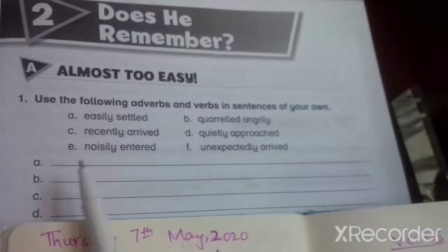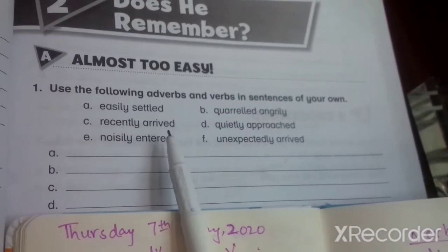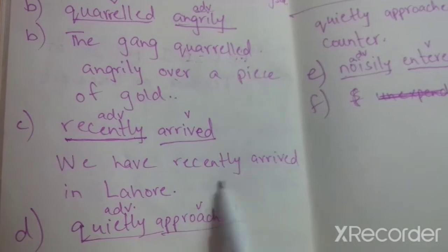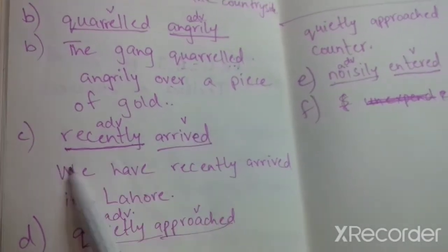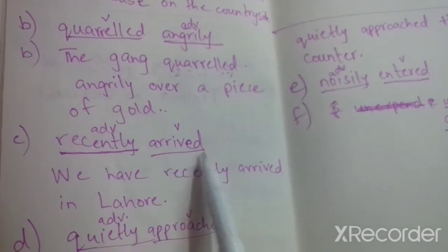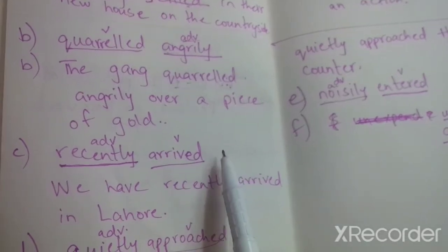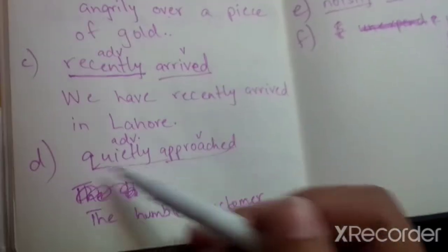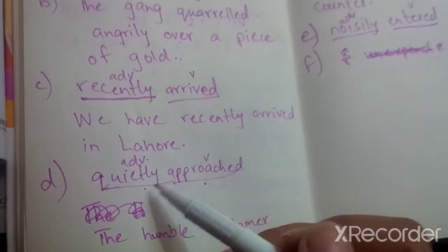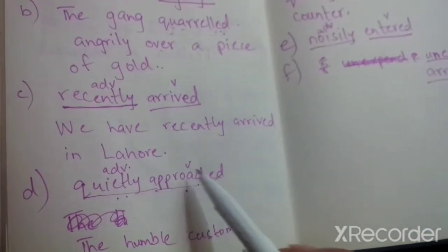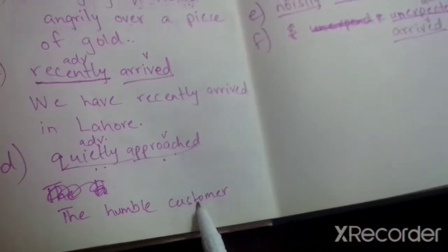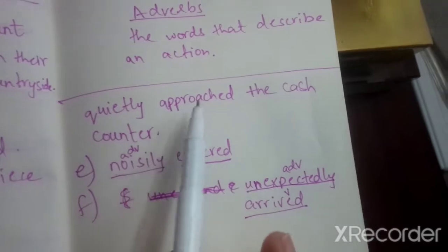Let's look at C part. C part says recently arrived. We have recently arrived in Lahore. Now recently means very soon, and arrived means to reach somewhere. D part is quietly approached. Now quietly is the adverb, approached is the verb. Approach means to go to somebody. So the humble customer quietly approached the cash counter.